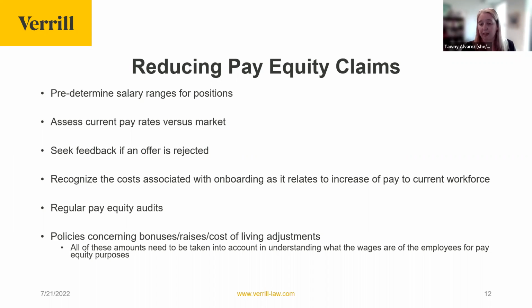That increase in pay is going to be a lot less than the onboarding costs associated with hiring that individual's replacement. You're also going to want to assess current pay rates versus market.